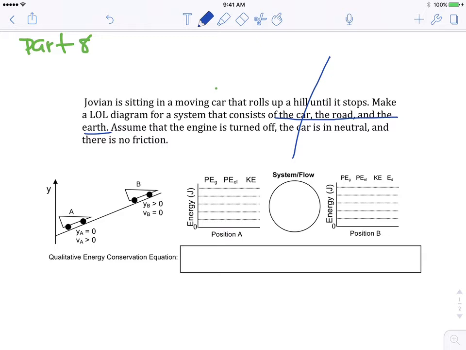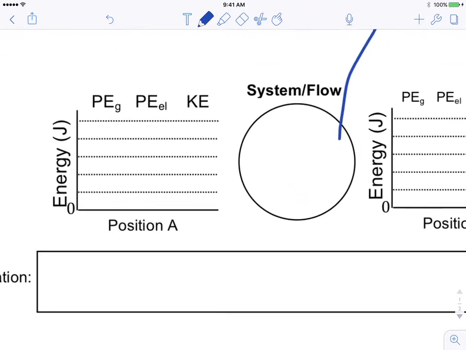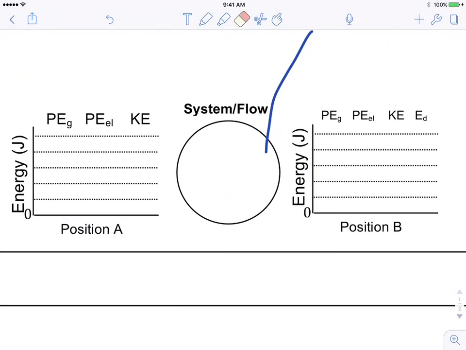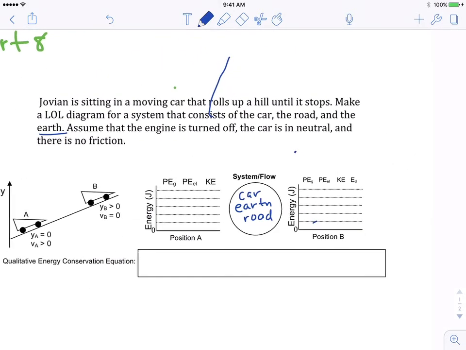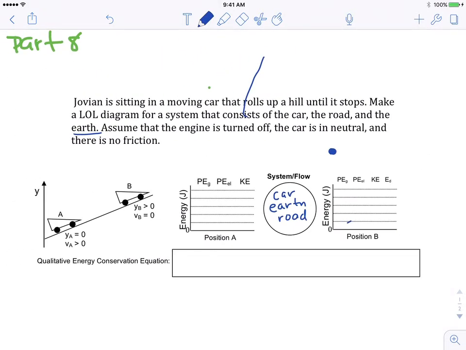So let's fill that into our system flow. So we have the car, the earth, and the road. That's a part of our system, right? Yep, the car, the road, and the earth. A little bit out of order, but it's all still there. Wouldn't be something I would ever mark you guys down for, but there you go.